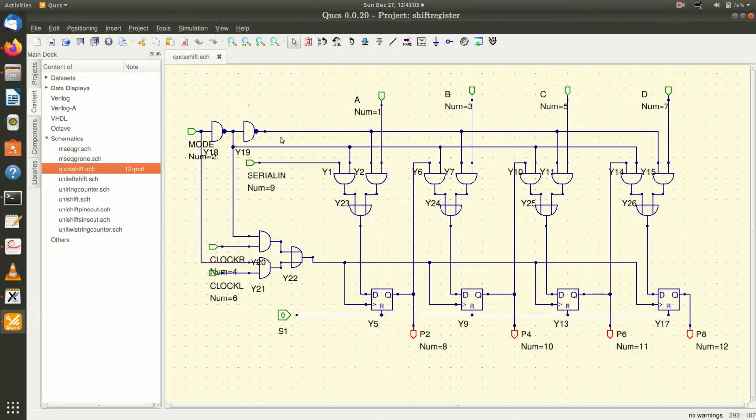When mode equals 0, this line is low. And these right AND gates here, this AND gate, this AND gate, this AND gate, are all disabled because this bit is a 0. This common bit is a 0. But the left AND gates are enabled because this is a 0, this is a 1. So the left AND gates in this 2:1 multiplexer are enabled.